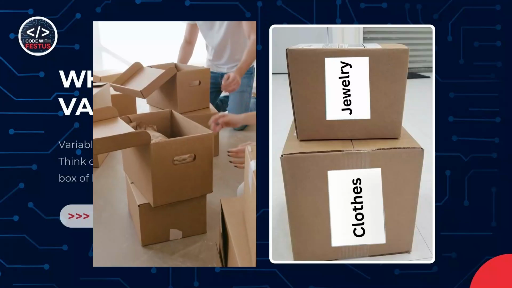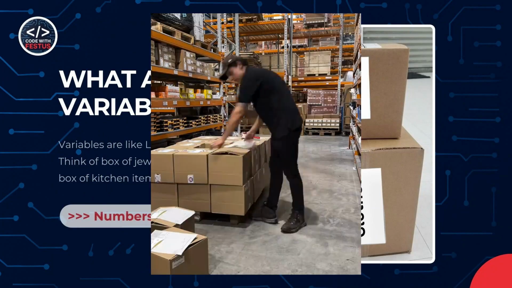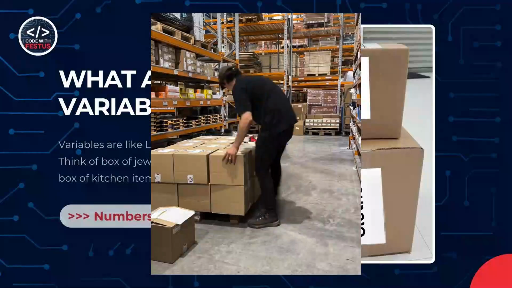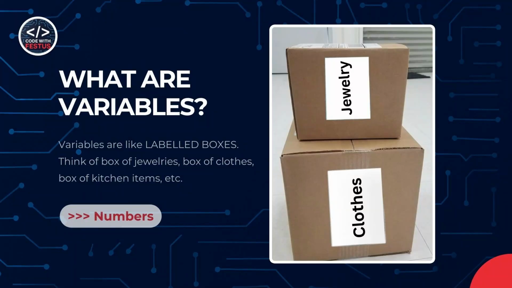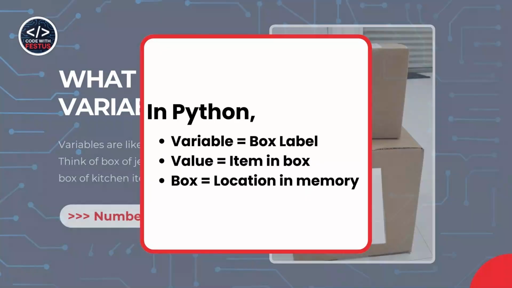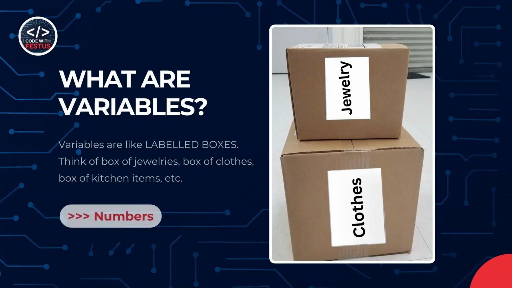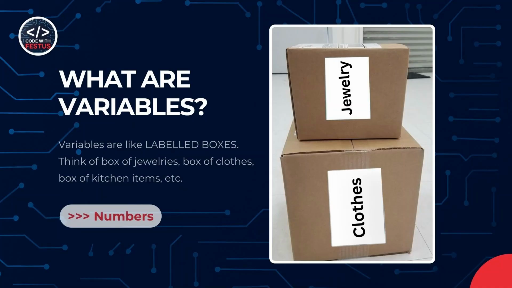Imagine you're moving into a new house. You have a lot of stuff and you put that stuff into boxes. To make sure you find your things later, you take a marker and write a label on the box: the kitchen supplies, drawers, and books. In Python, a variable is that label. The stuff inside the box is the value, and the box itself represents a specific location in your computer's memory. When you write x = 10, you are telling Python, hey, take the number 10, put it in memory, and give it the name x so I can find it later.